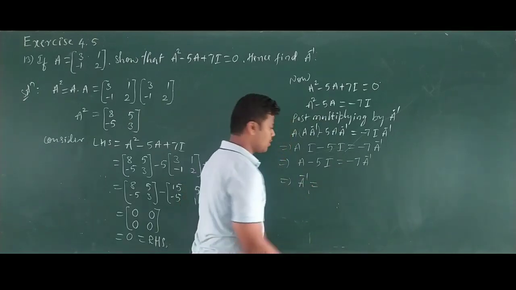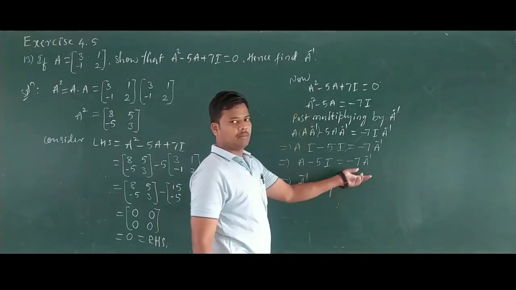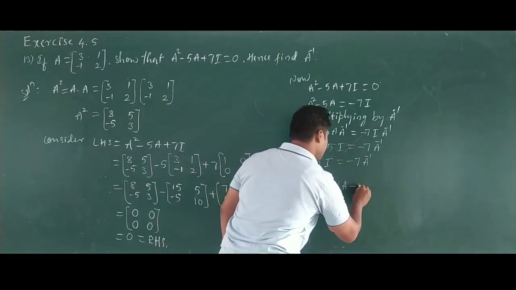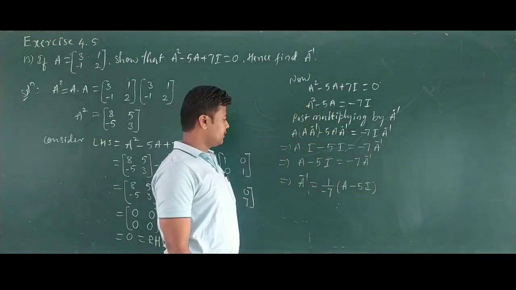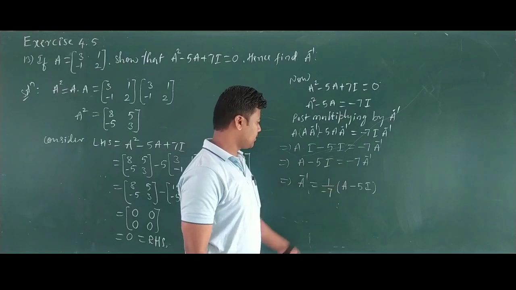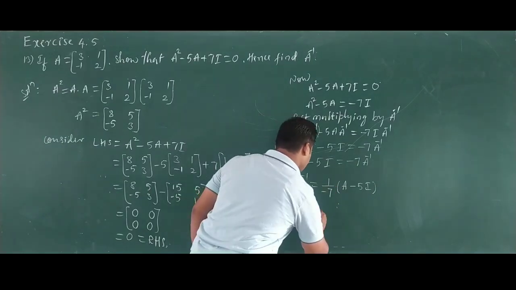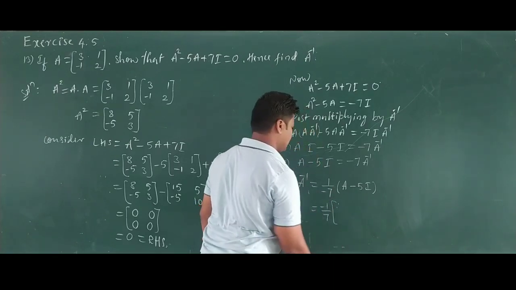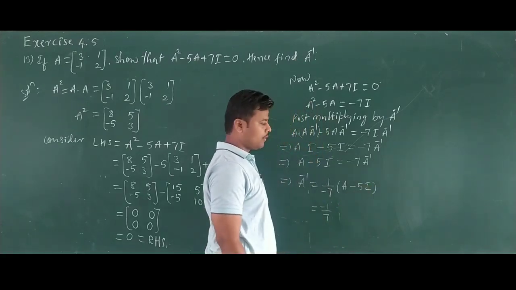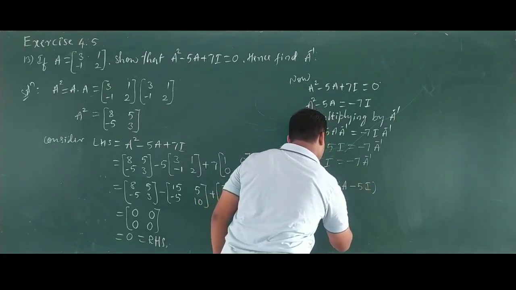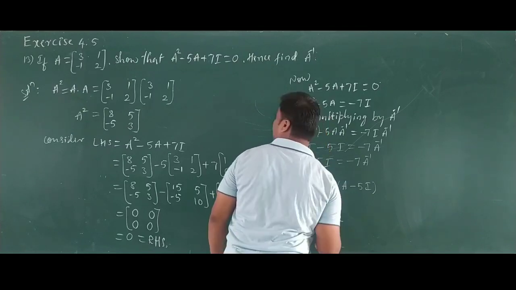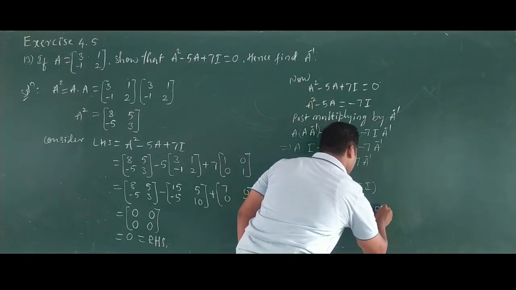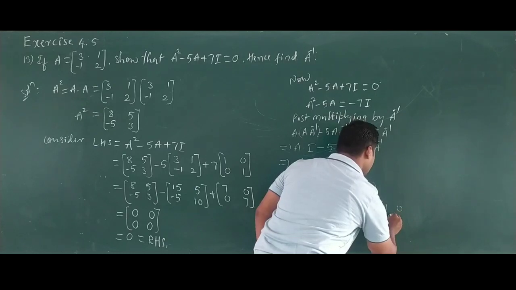A inverse equals 1 by minus 7, here the multiplication is transferred, 1 by minus 7 into A minus 5I. Okay, minus 7, multiply, just continue: minus 1 by 7 into A minus 5I. A is 3 1 minus 1 2, minus 5I, 1 0 0 1.